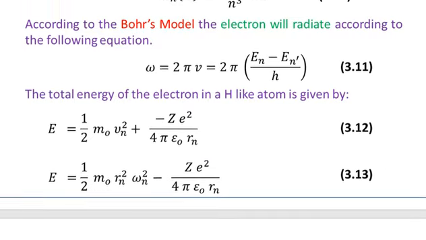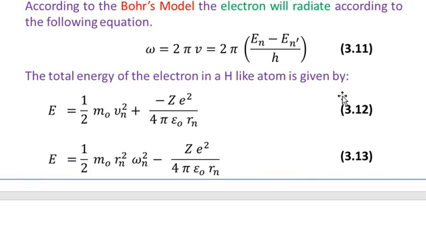The total energy of the electron in a hydrogen atom is given by capital E equal to the kinetic energy of the electron plus the potential energy of the electron. The kinetic energy is given by half m naught Vn square, and the potential energy of the electron, which is due to electrostatic potential energy, is given by minus Ze square divided by 4 pi epsilon naught Rn. This value is what we have calculated in the previous slide also.